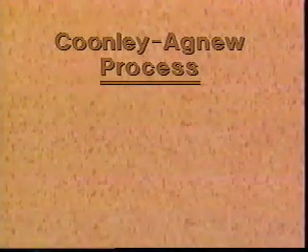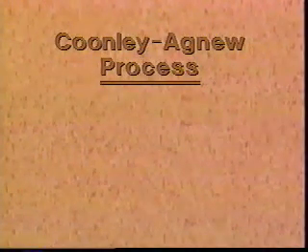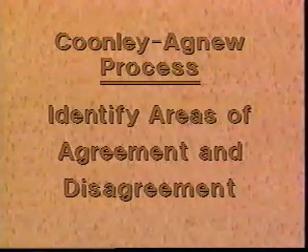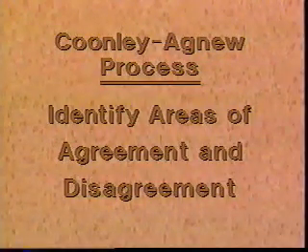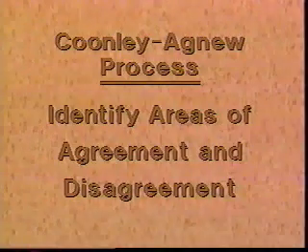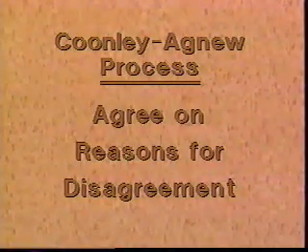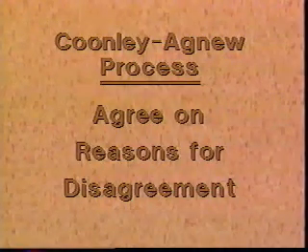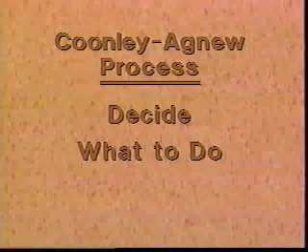The Coonley-Agnew process for resolving differences stipulates 3 conditions. First, the parties in the negotiation must identify their areas of agreement and their areas of disagreement, the exact point at which the road began to fork. Second, the parties must agree on why they disagree. And third, they must then decide what they're going to do about it.